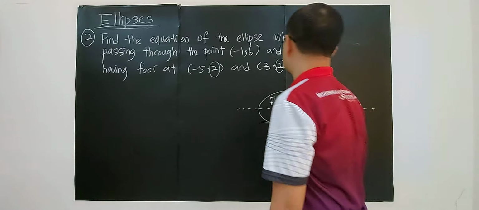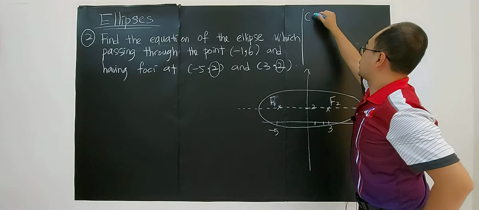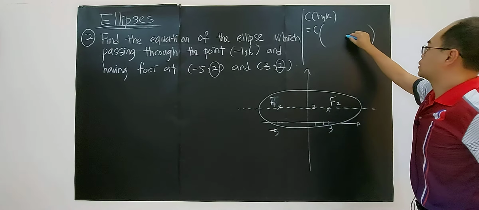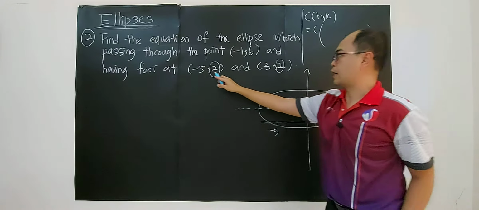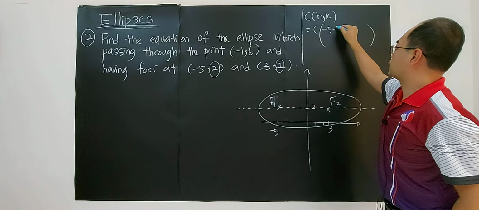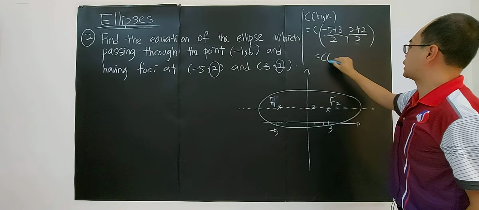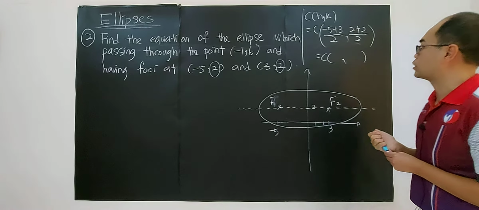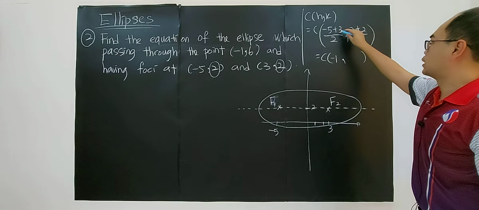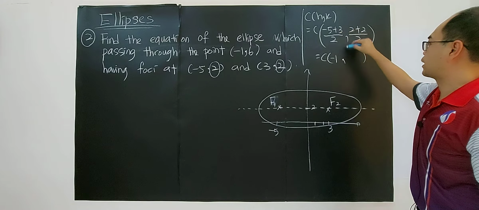So how to identify the center? The center (h, k) will be: for h, the x value, (-5 plus 3) over 2, and for k, (2 plus 2) over 2. You have already got your center, which is negative 2 divided by 2, so you have negative 1, and for the other one you have 2. So (-1, 2) will be your center.